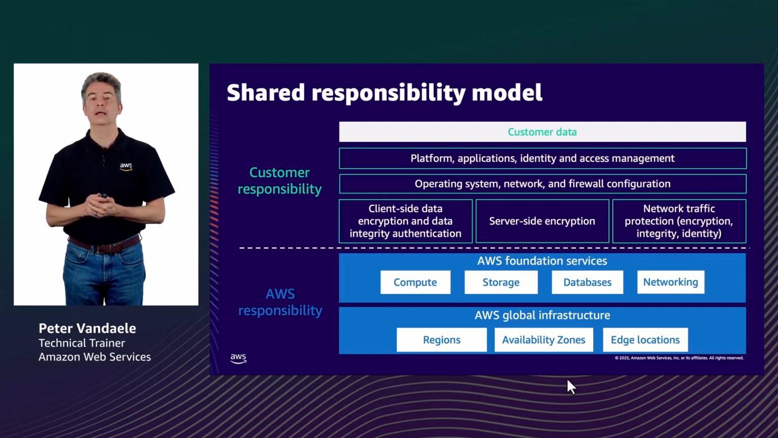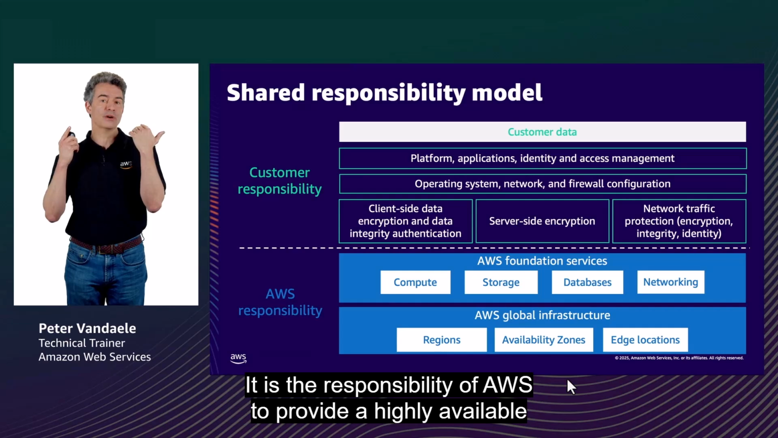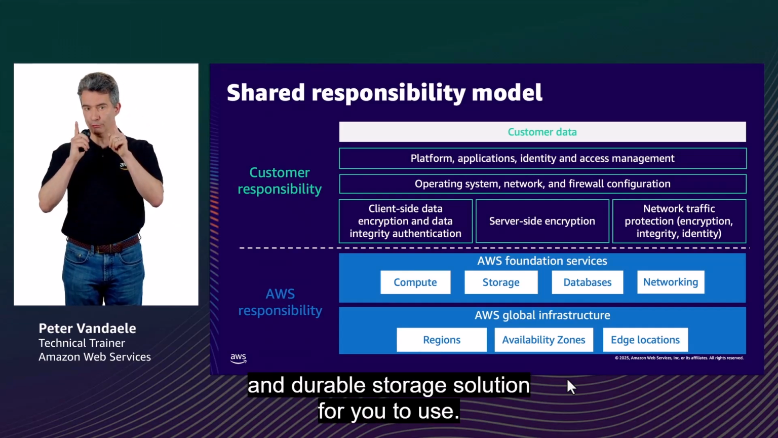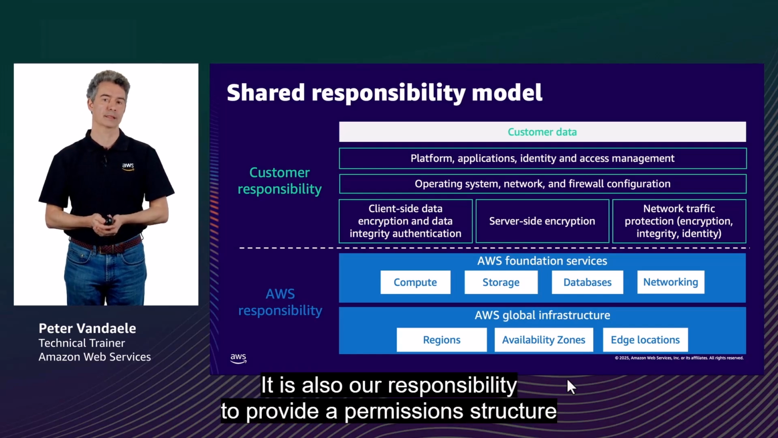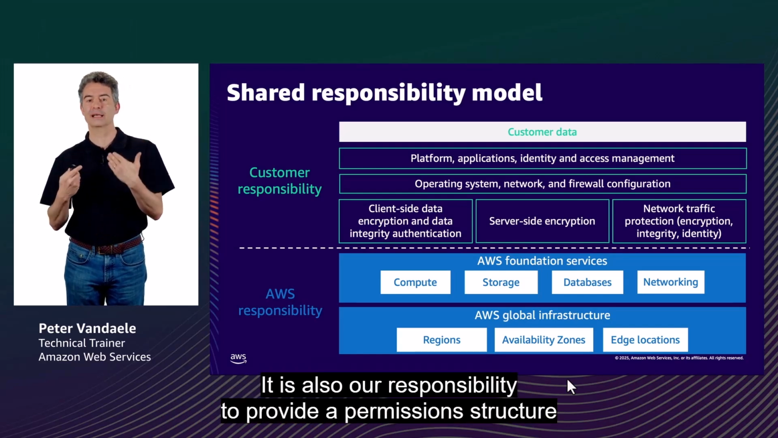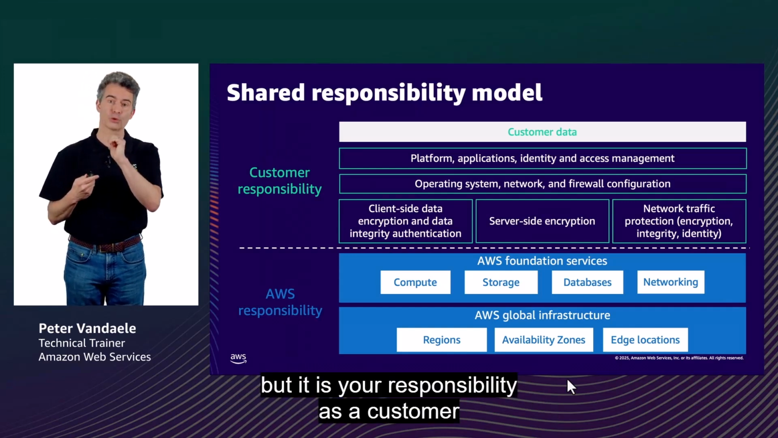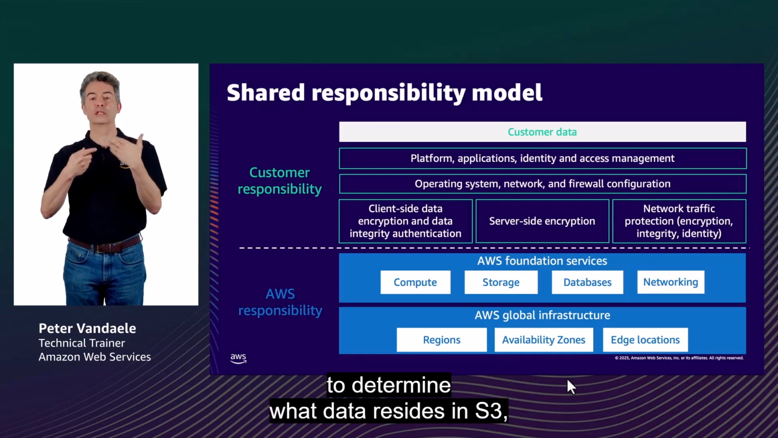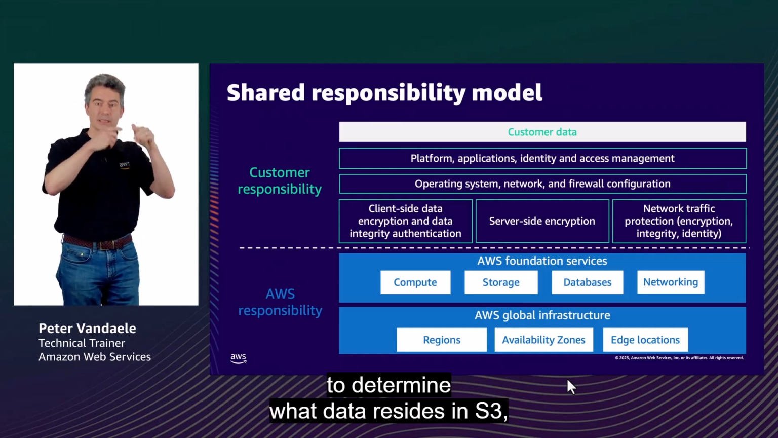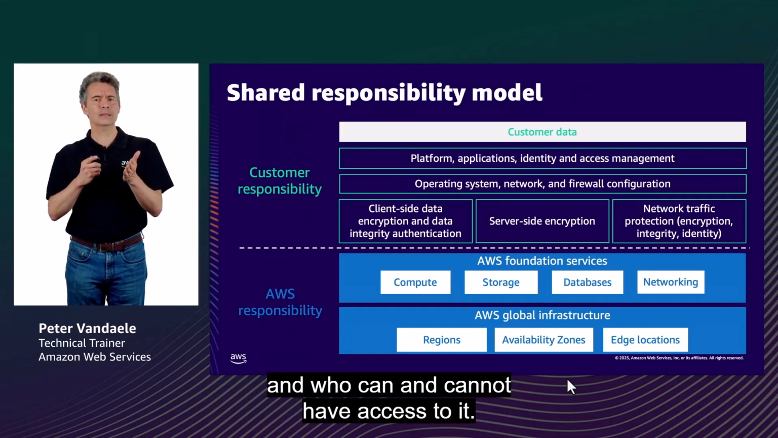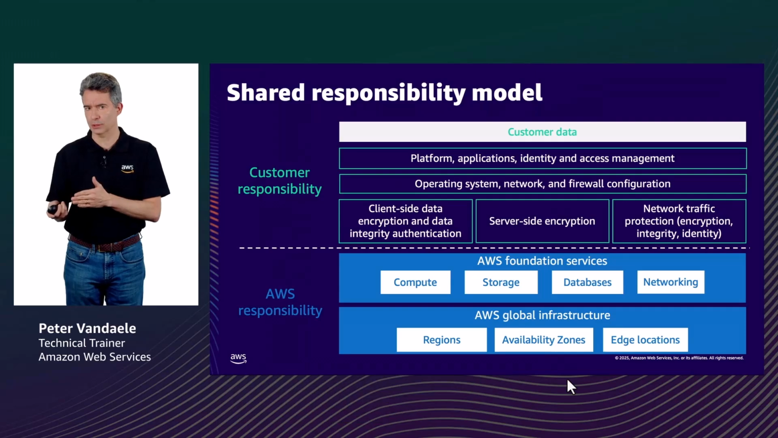In a separate example, let's look at S3. It is the responsibility of AWS to provide a highly available and durable storage solution for you to use. It is also our responsibility to provide a permission structure that restricts public access. But it is your responsibility as a customer to determine what data resides in S3, whether it is encrypted or not, and who can and cannot have access to it.